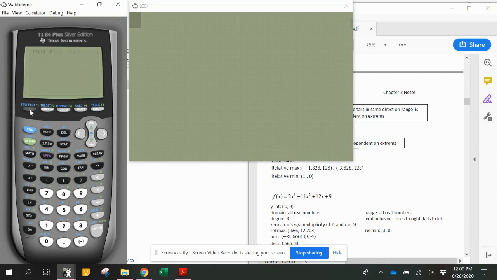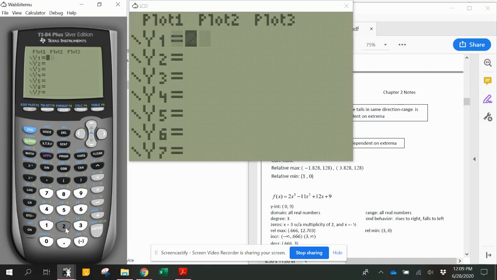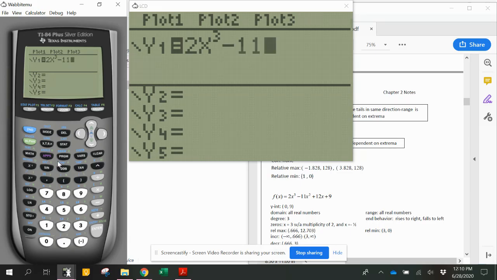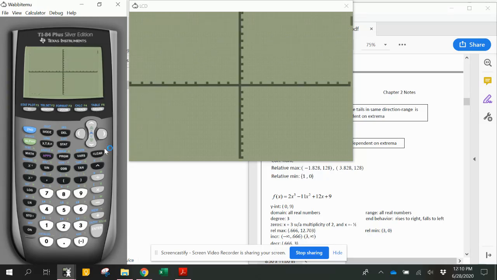And I'm going to type this equation into my calculator. So top left, Y equals, type it in. The X button has the X, the T, the theta, all those things right next to the green alpha button. X, this little caret gives you an exponent, cubed. You have to use your arrow to make sure you get out of that exponent. Minus 11x squared plus 12x plus 9.